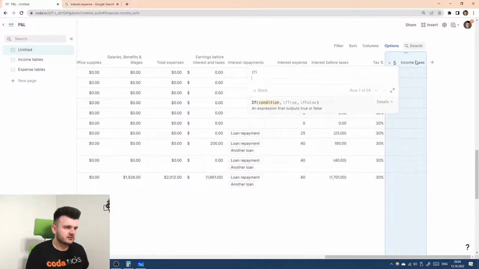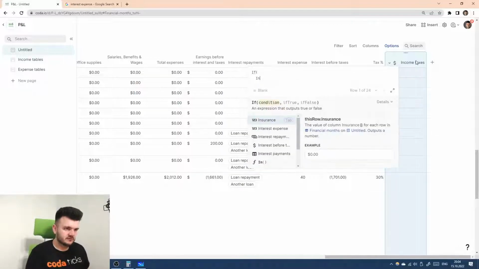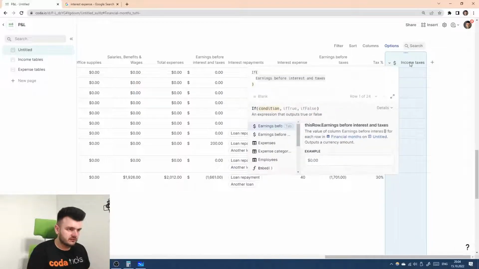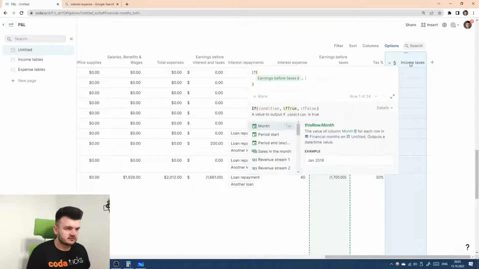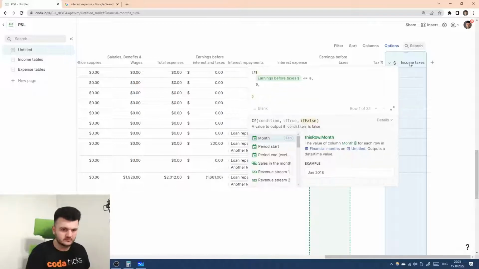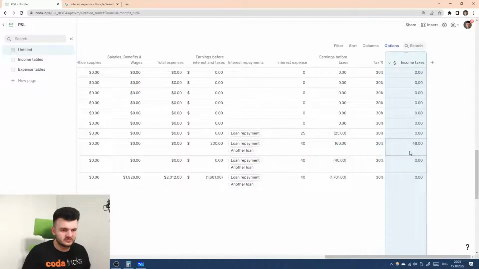So if earnings before taxes, I meant here, earnings before taxes, is less than or equal to 0, then income taxes are 0. Otherwise, it's earnings before taxes multiplied by the tax percentage, right? So here we had 160 of income, that means $48 worth of taxes.